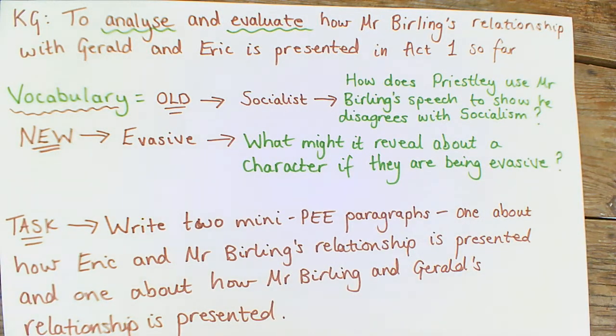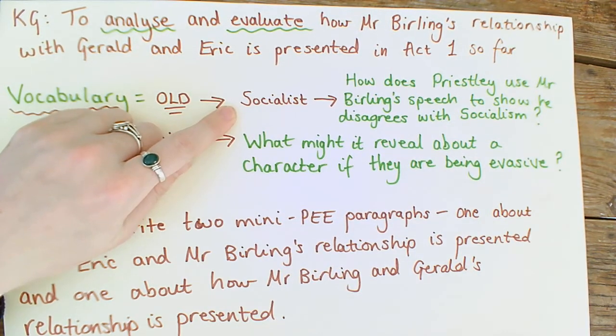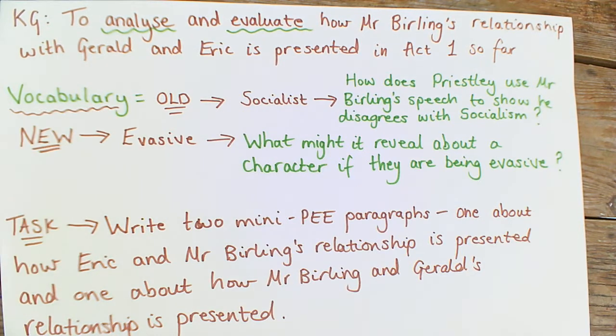So, as always, we're going to start with vocabulary. So our old word is socialist. The question that I'd like you to pause this and answer is, how does Priestley use Mr. Birling's speech to show he disagrees with socialism? Okay, so I'd like you to pause the video, have a go at answering that question.